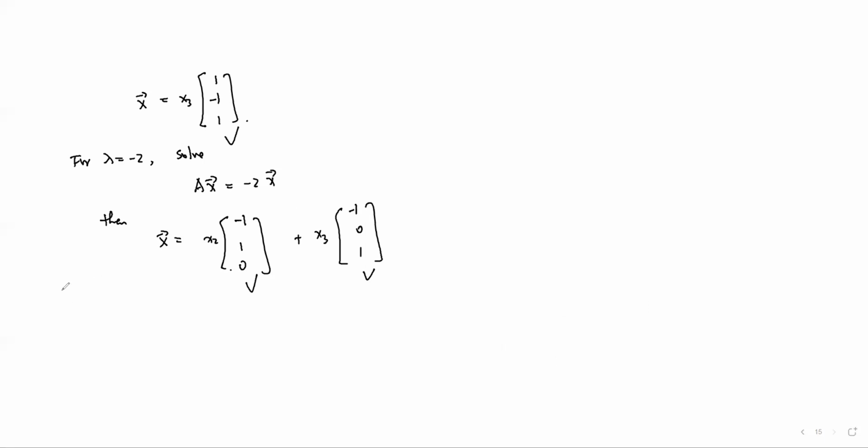Now, the next step, step 3. Form matrix P. The columns are eigenvectors. We have 3 eigenvectors. Which eigenvector should we place first? It doesn't matter. I put this eigenvector first, and then this eigenvector second, and this eigenvector third. Form P.